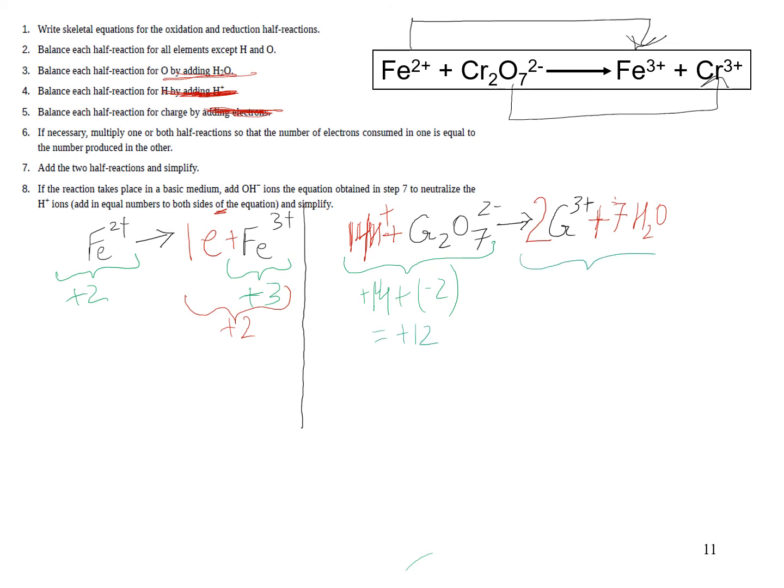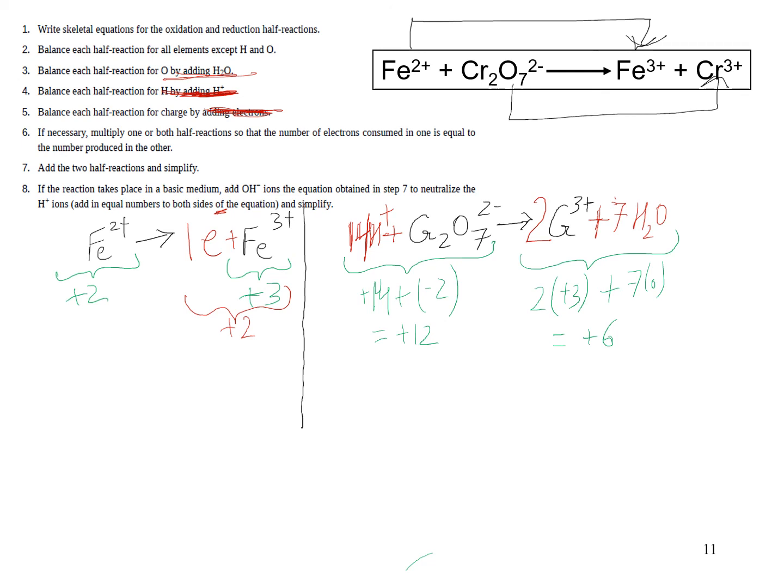What about the product side? We have 2 chromium, so 2 times plus 3, each of them is plus 3, plus 7 water. Water is neutral, so that is 7 times 0, which means a total charge of plus 6. Can I make both the sides equal to plus 12? I can't, because then I'll have to add something positive here, which I don't have. So I'll have to make both the sides equal to plus 6.